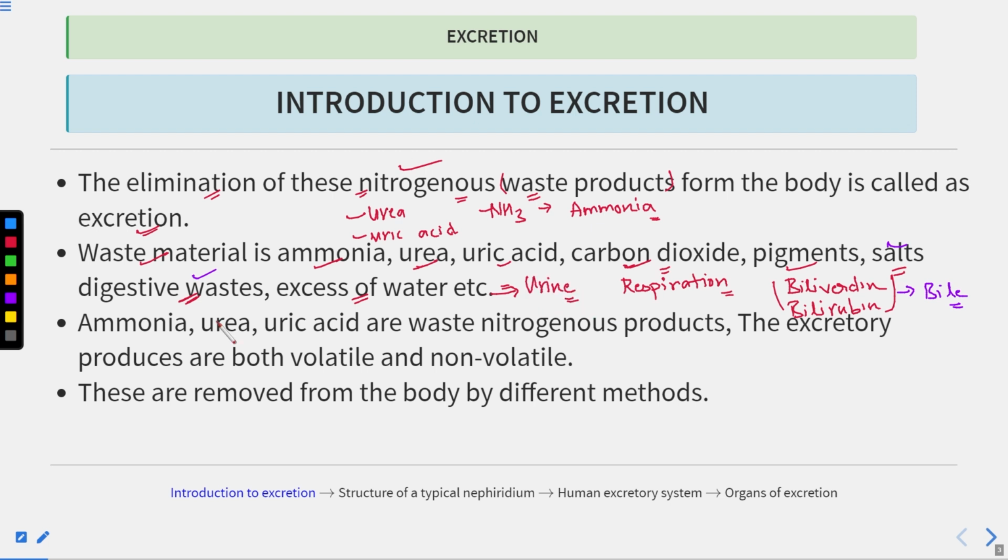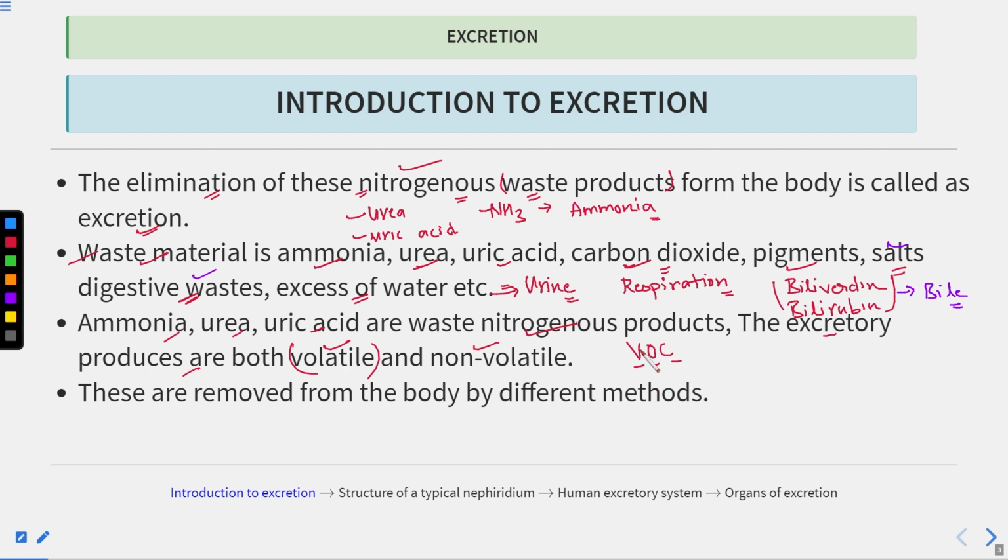Now, among these waste materials, ammonia, urea, and uric acid are nitrogenous products. This I have already told you. And the excretory products can be either volatile or non-volatile. Now, some of the sources of volatile organic compound. So I'm writing VOC. VOC is volatile organic compound.